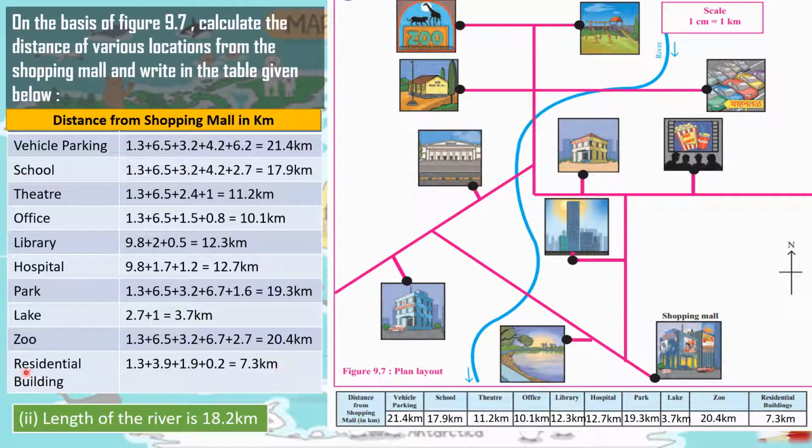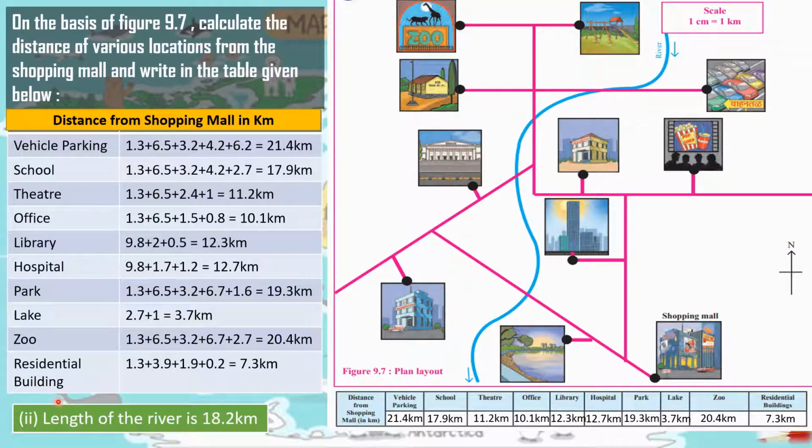Next one, residential building. That is again residential building is here. So 1.3 plus 3.9, then 1.9 this one and 0.2 this small one. So in total we get 7.3 kilometers.